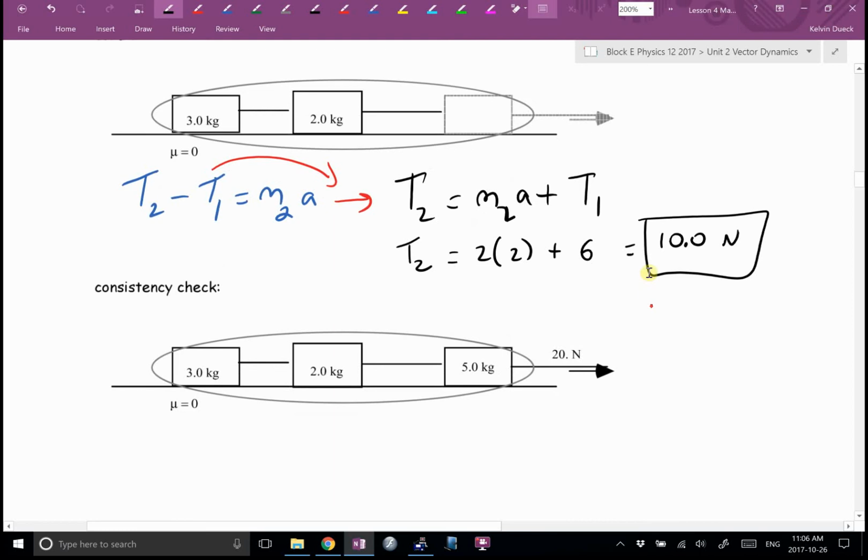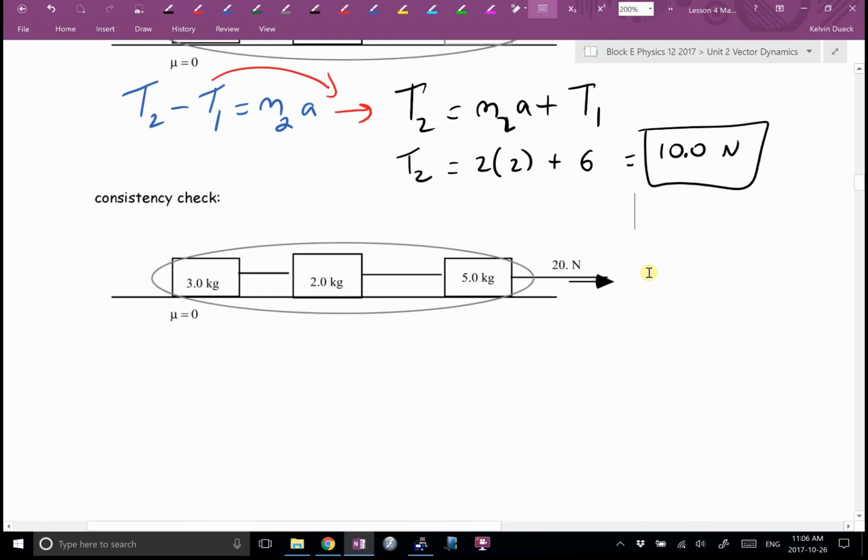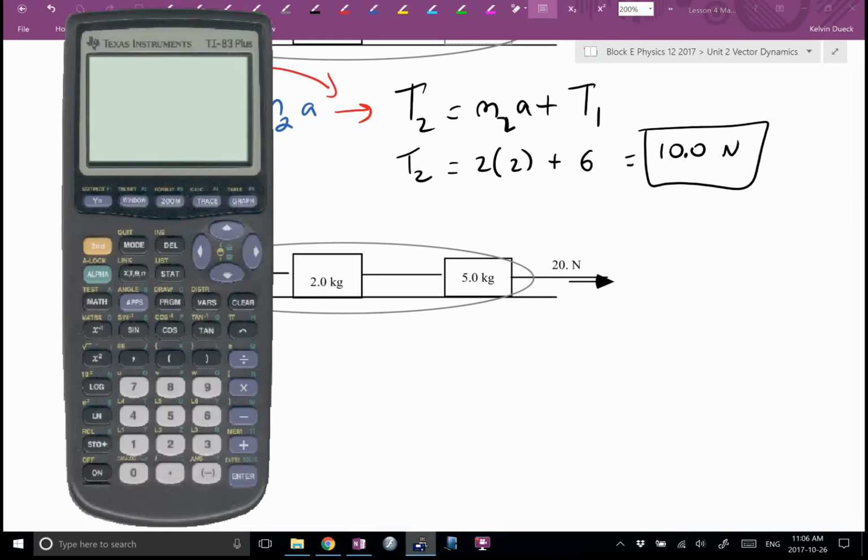Then I wrote here, consistency check. You know what? I'm feeling kind of lazy. I'm just going to do this without writing anything down. The equation would be 20 minus tension 2 equals M3A. I'd have a minus in front of the tension 2. I'd do the swappy dance. I think I'd get 20 minus M3A. Does that also give me the 10 newtons that Josh just gave us? That should be cool if it did. There's my check.